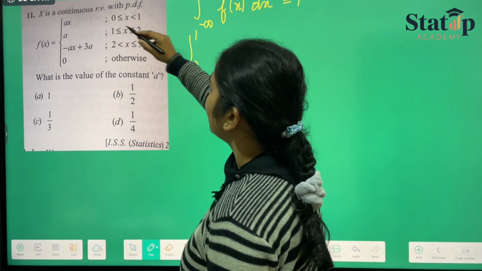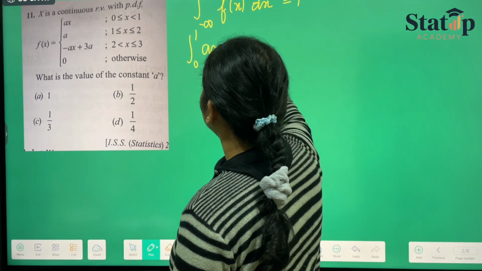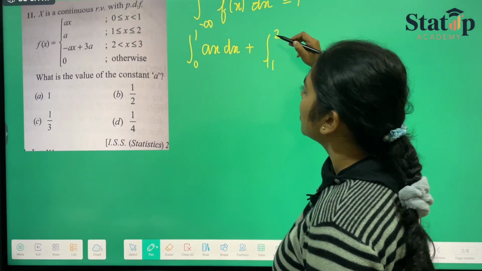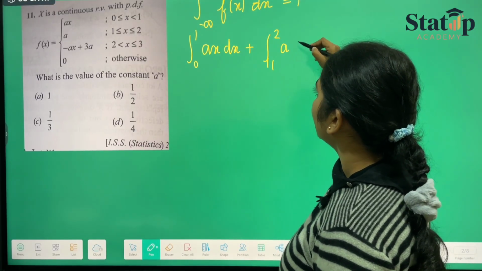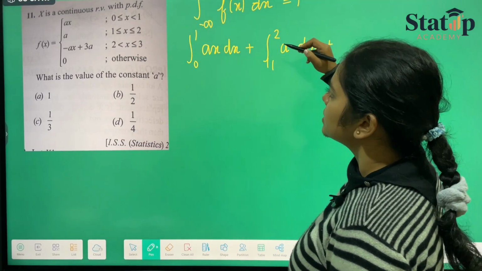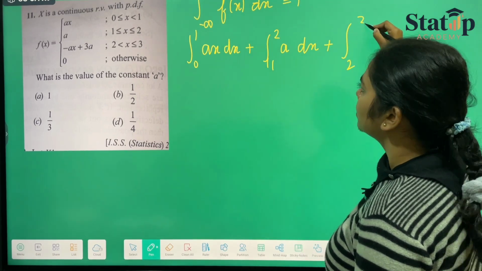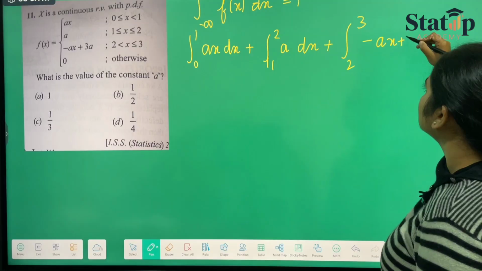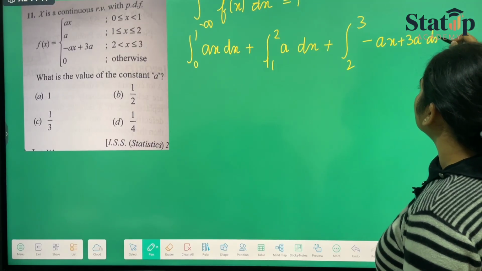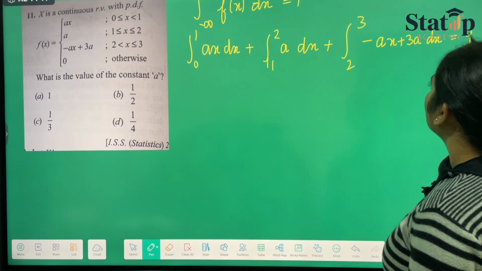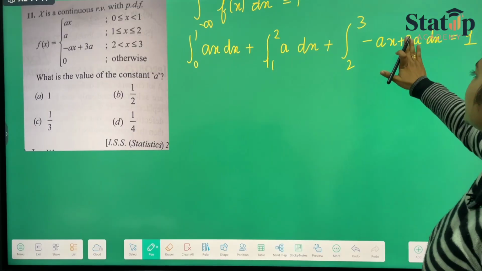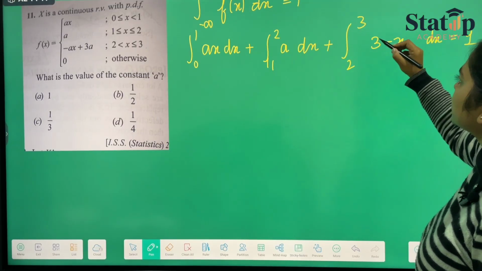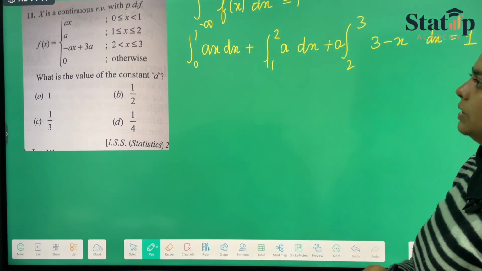0 to 1, fx is ax dx, plus 1 to 2, the PDF is a dx, plus 2 to 3, it is minus ax plus 3a dx, which should be equal to 1. Now instead of minus ax and 3a, I can write it here as 3 minus x, and a I am taking outside.